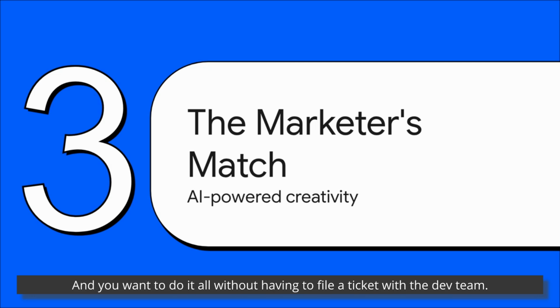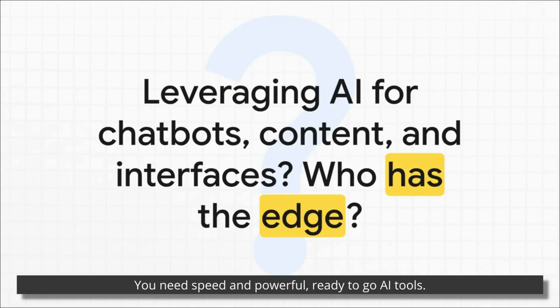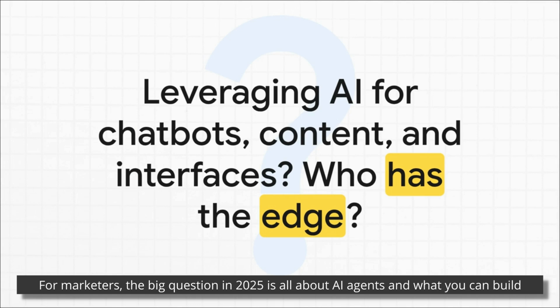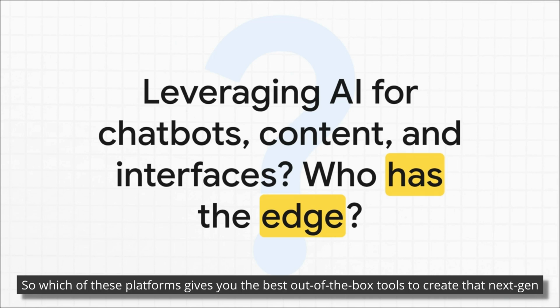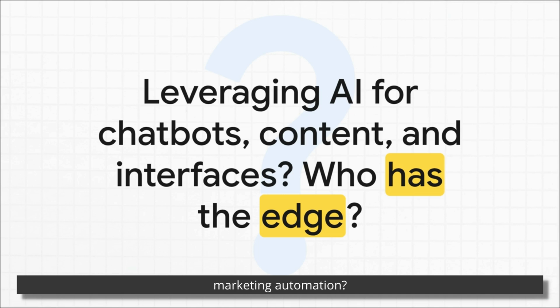And you want to do it all without having to file a ticket with the dev team. You need speed and powerful, ready-to-go AI tools. For marketers, the big question in 2025 is all about AI agents and what you can build with them. So which of these platforms gives you the best out-of-the-box tools to create that next-gen marketing automation?